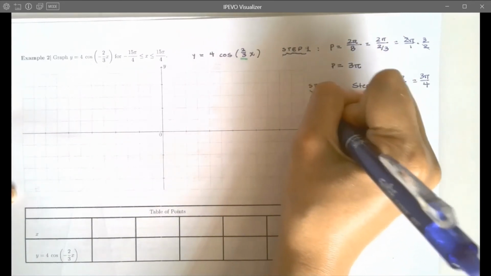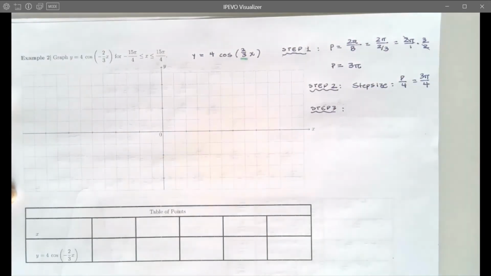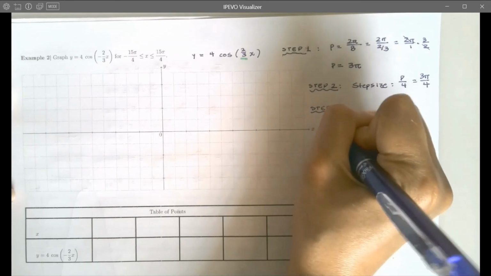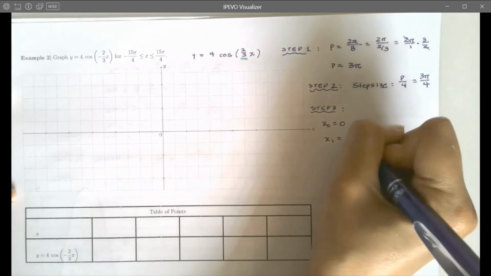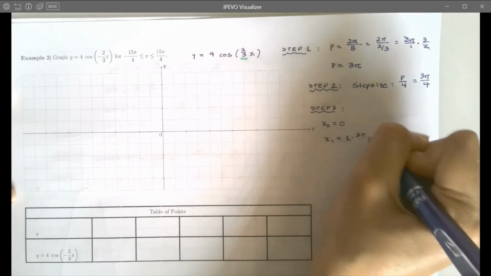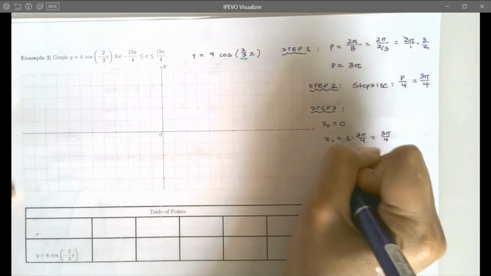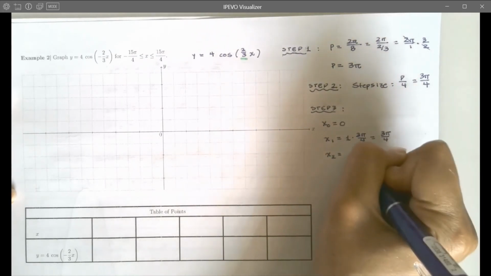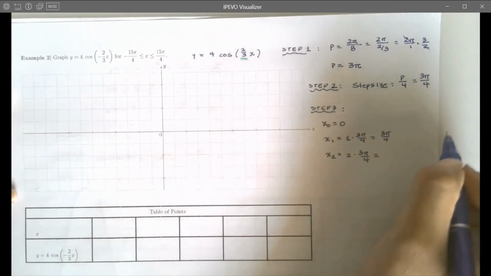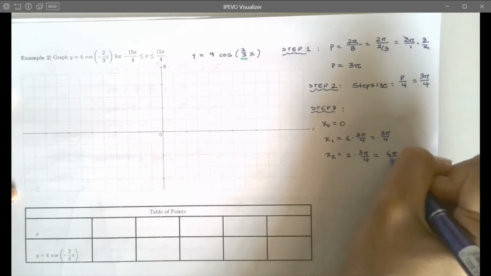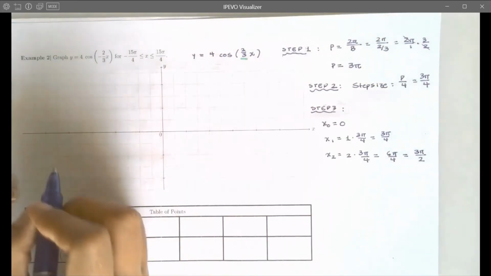Okay, next step. Next step is to find the x values, starting with x0 being 0. Then x1 we can find by taking the step size and multiplying by 1. So 1 times 3 pi over 4, which is just 3 pi over 4. Then x2 is 2 times 3 pi over 4, which is 6 pi over 4. And if we reduce by a 2, top and bottom, we get 3 pi over 2.